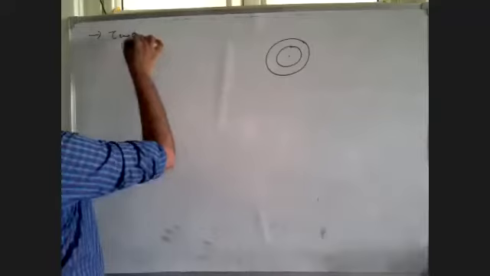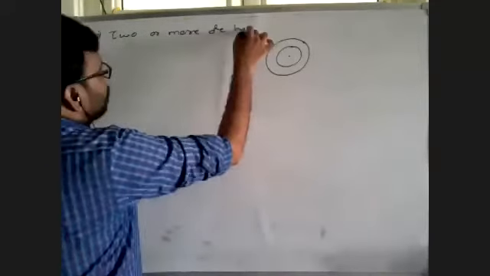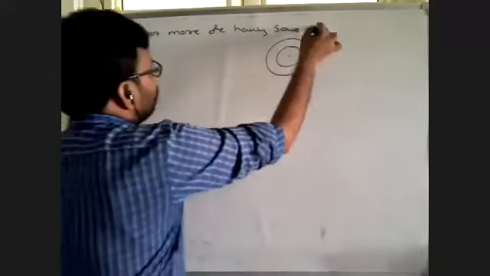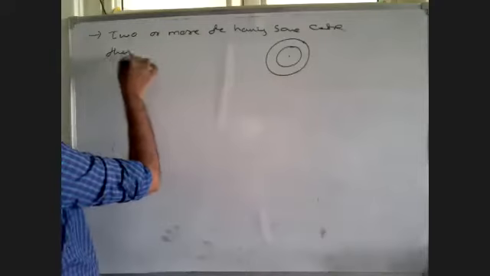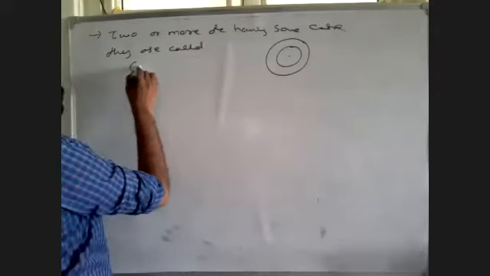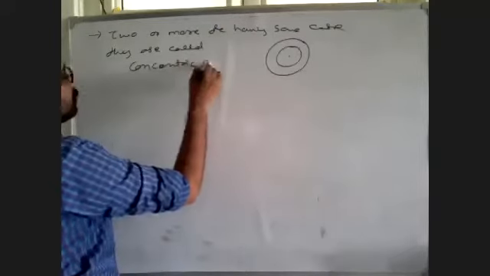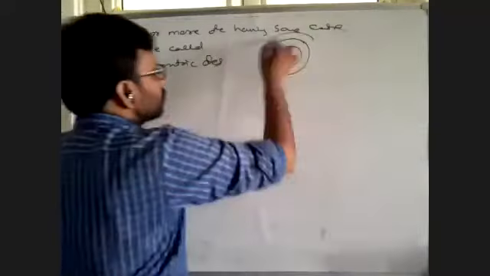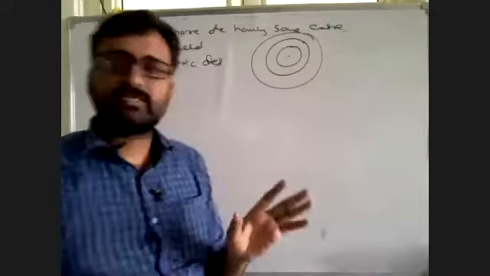Two or more circles having same center, they are called concentric circles. Two or more circles having same center, then they are called concentric circles.